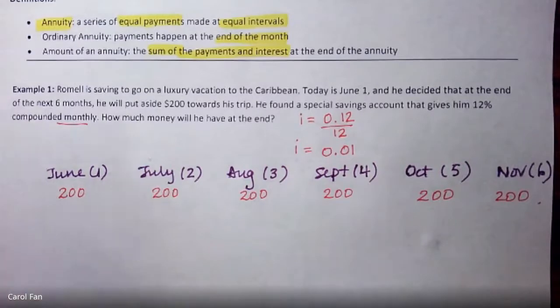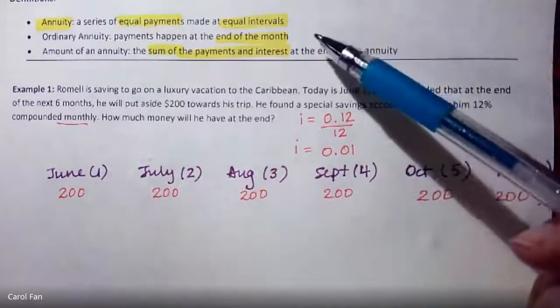Now, if Romel decided to save his money by putting it into a shoebox and putting it under his bed, then we could easily calculate that Romel has saved 200 times 6 or $1,200 by the end of the 6 months. But since this is not the case and he's getting interest from the bank each month, we have to calculate the interest for each of these months.